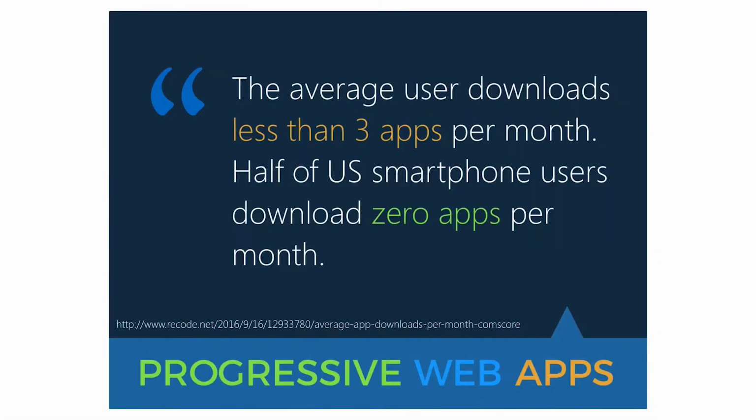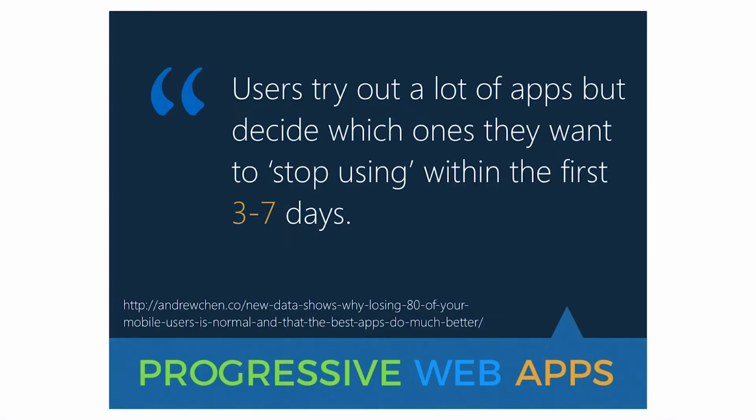So the average user downloads less than 3 apps per month, and half of the US smartphone users download 0 apps per month, because we're busy on Facebook talking to other people about politics or whatever we are actually excited about, sports. Users try out a lot of apps, but decide which ones they want to stop using within the first 3 to 7 days. So you got 3 days to get people excited about your app. And how do you get people excited about your app?